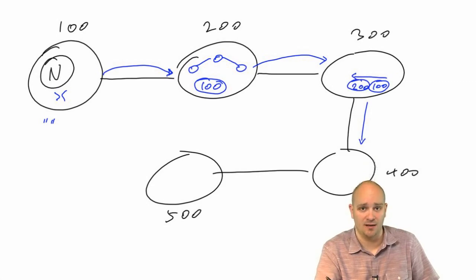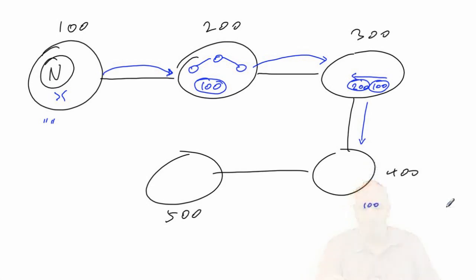When this route gets advertised to AS400, what we are going to see here is going to be 100, 200, and finally 300. Remember, it's built right to left. And then when this route gets advertised to AS500, what we are going to see here is going to be 100, then it was advertised to 200, then to 300, and finally to AS400.